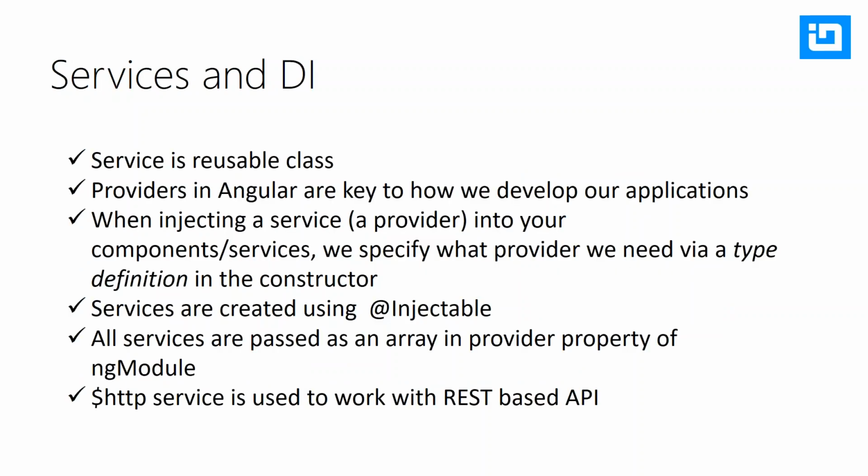Then we will use services today to bring data from the API. Here it says that a service is a reusable class, and services are injected into your application through dependency injection, and Angular takes care of that. When injecting a service into your component, we specify what provider we need via a type definition in the constructor, and I'll show you the syntax of that. Services are created using the Injectable decorator, and we will use services like HTTP to bring data from a REST-based API. So today we are going to use services as well.